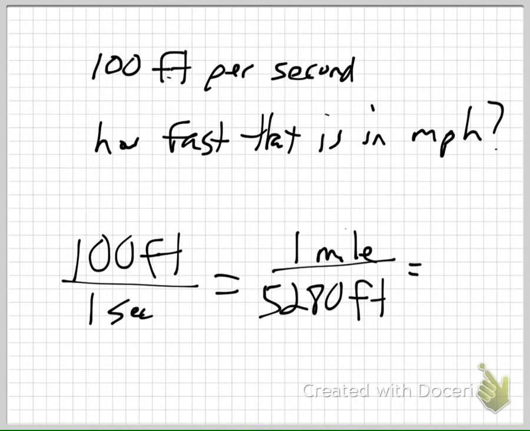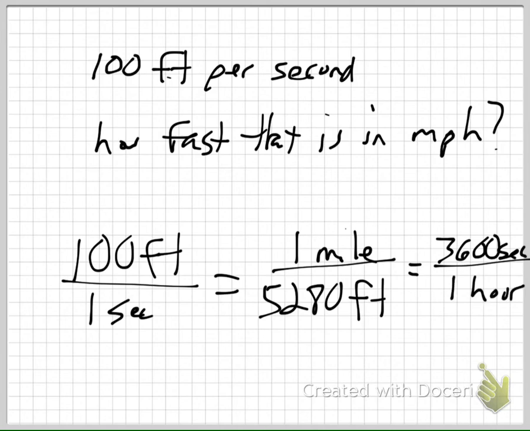Well, how many seconds are there in a minute? How many minutes are there in an hour? What's 60 times 60? 3,600 seconds per hour. Okay, there's 3,600 seconds per hour. Am I going to put the seconds up here, or am I going to put the seconds down here? Why up? So I can cross them out. 3,600 seconds per 1 hour.